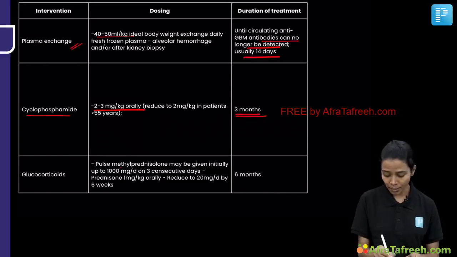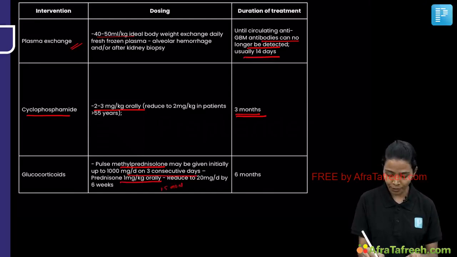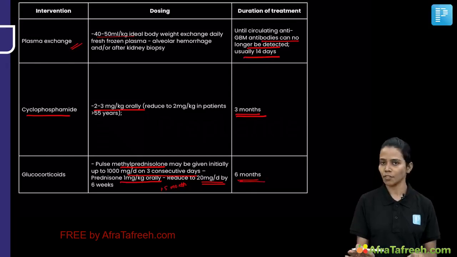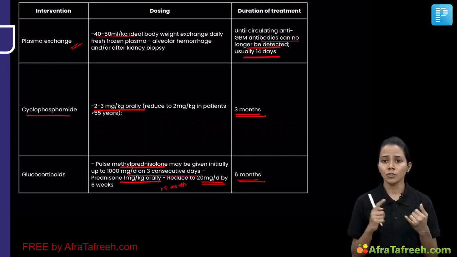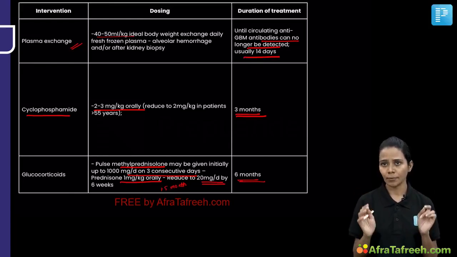And steroids, generally you start with pulse steroid. You give 1 gram for 3 consecutive days and continue 1 mg per kg. After 6 weeks, that is around 1.5 months, you are going to taper the dose to 20 milligram by that time. Okay. And total duration of treatment is 6 months. So, cyclophosphamide, plasmapheresis and steroid. These 3 are going to be the main treatment in anti-GBM disease.